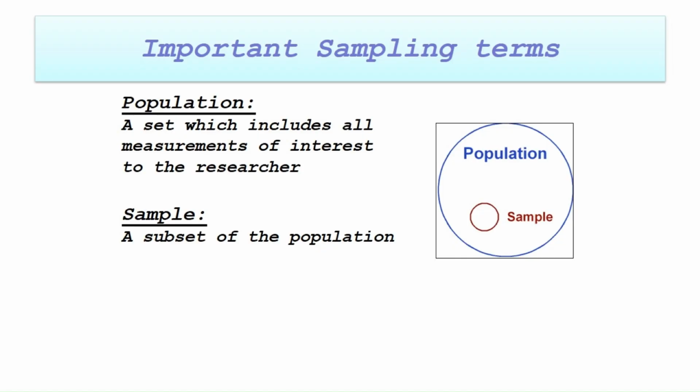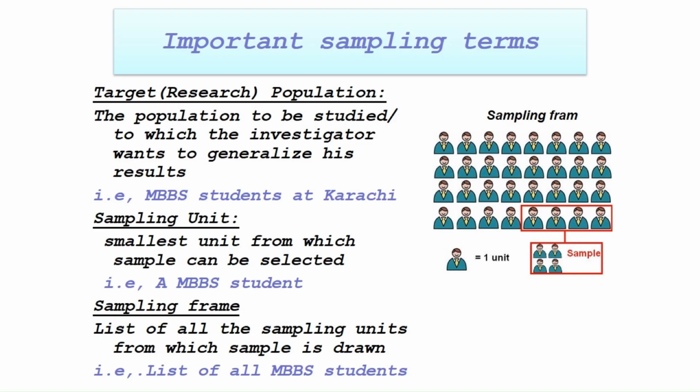Important sampling terms. Population: a set which includes all measurements of interest to the researcher. A sample is a subset of the population. Target population: the population to be studied, to which the investigator wants to generalize his results. For example, MBBS students at Karachi.